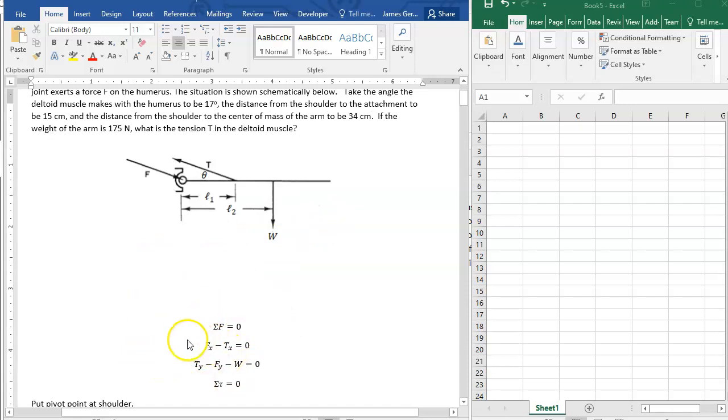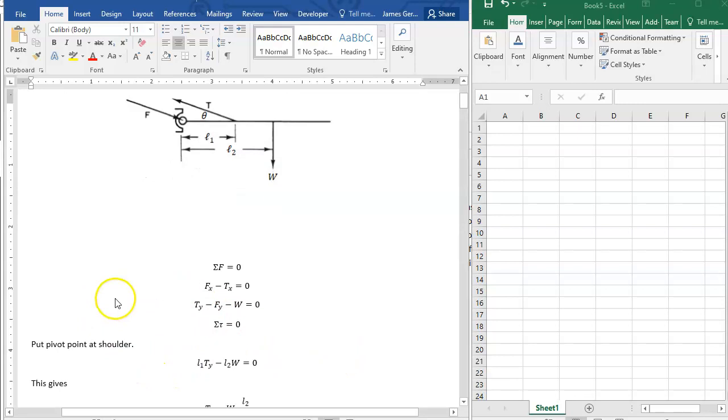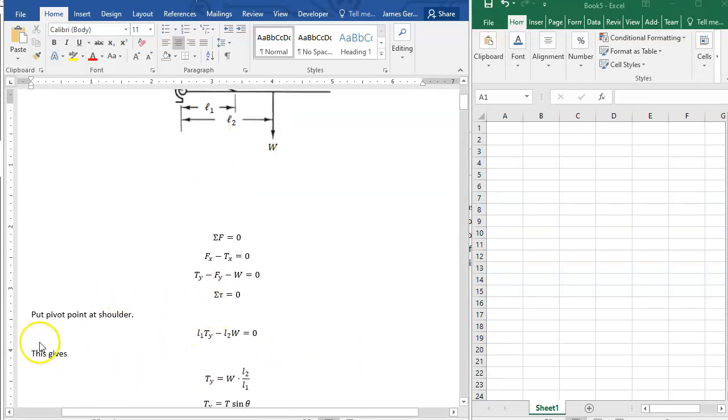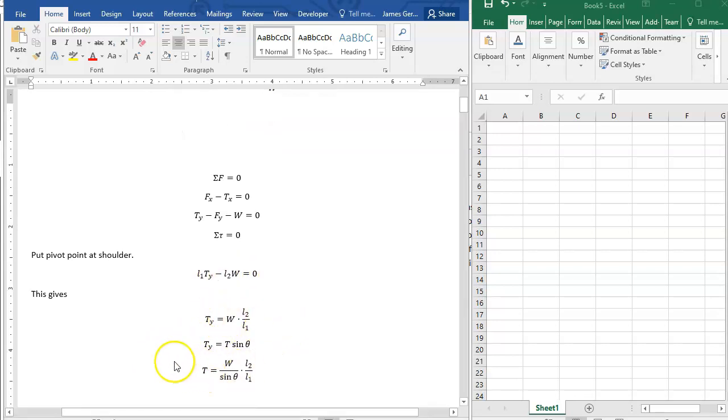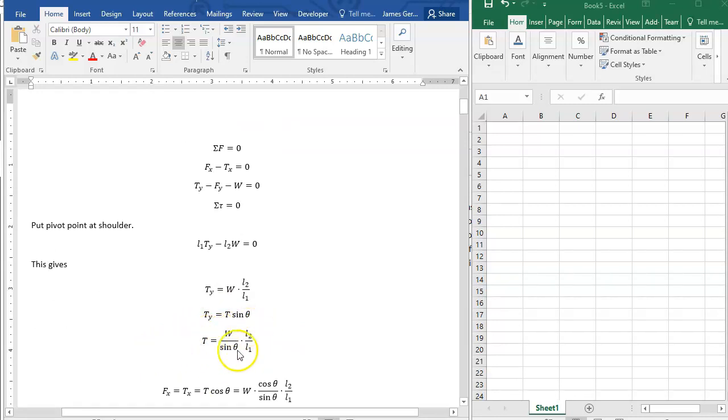So this first step is actually pretty straightforward. We want Fx equal to 0, the y components all equal to 0, the torque equal to 0, and as I mentioned above, when we put the torque equation together, Ty, which is T sine theta, times L1 minus L2 W is 0, so we get Ty is that, and we get out of that the equation for T. So on this first problem, we're set. We know that the tension on the deltoid muscle is given by this relationship with the weight.